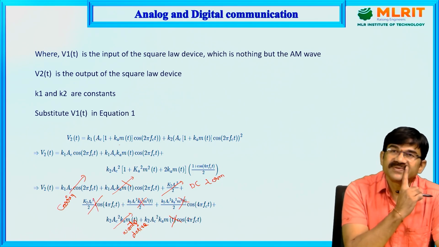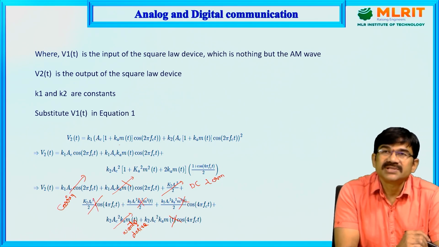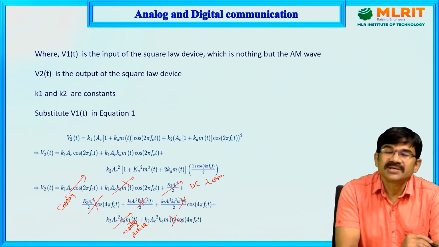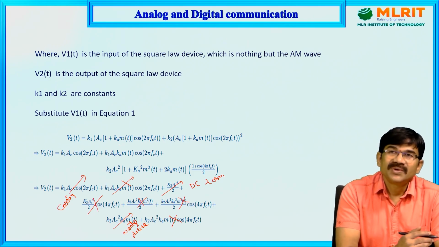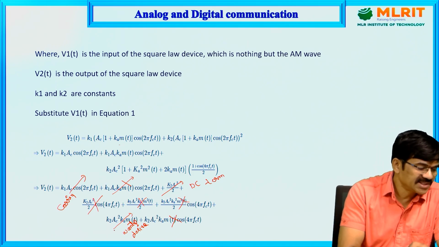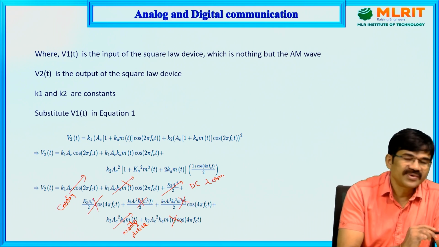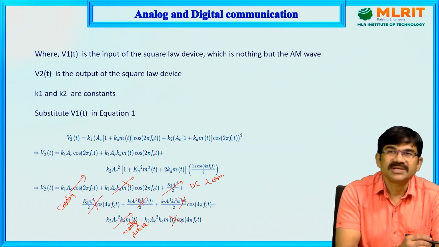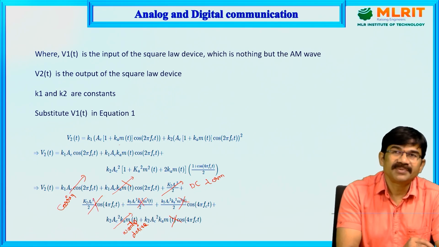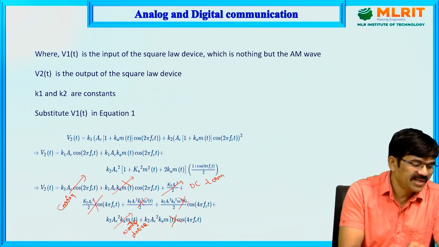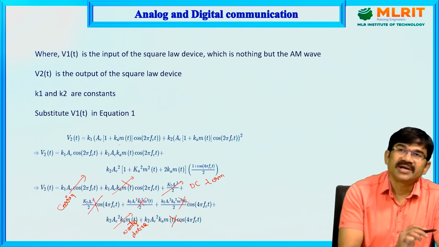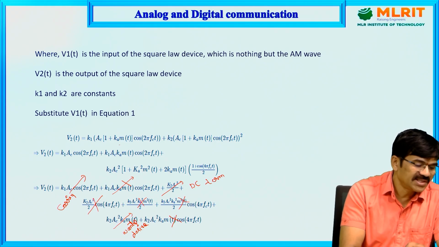At the receiver, what are we expecting? The original information signal has to be extracted from the received signal. Only the original information term, K2 AC square Ka M of t. AC is the amplitude of the signal, and the amplitude squared is not a problem. Only M of t is there, and that M of t is the message signal. So it is the only wanted component.